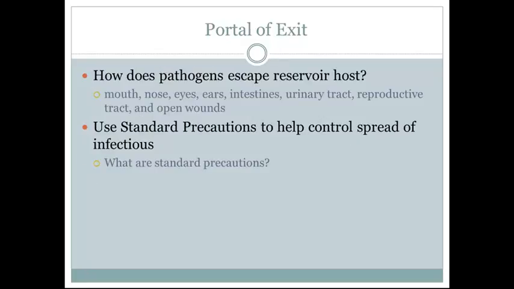Portal of exit: how do pathogens escape reservoir hosts? So mouth, nose, ears, eyes, intestines, urinary tract, reproductive tract, and open wounds. Anything that's open on the body is the portal of exit. Use standard precautions. Some standard precautions that we might use are wearing gloves, wearing a gown, wearing a mask, and washing hands, which are all really good standard precautions to help control the spread of infectious diseases.